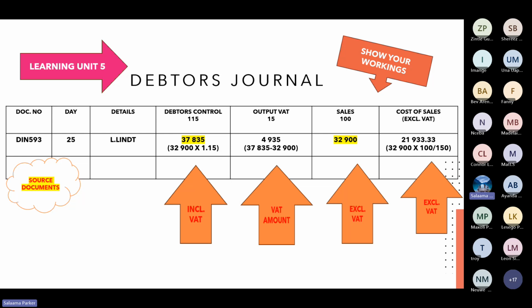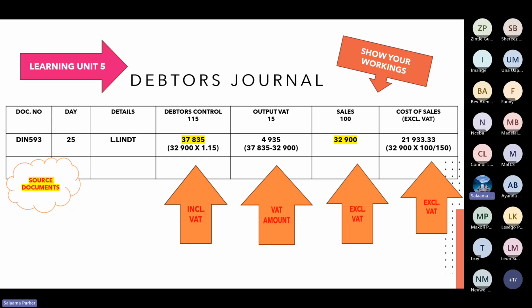So can you see there now? Now you're going to multiply, going from exclusive to inclusive, you multiply by 1.15. And this you know from Learning Unit 3. In Learning Unit 3, your lectures were revising all these VAT calculations. Okay, right, so just remember that.